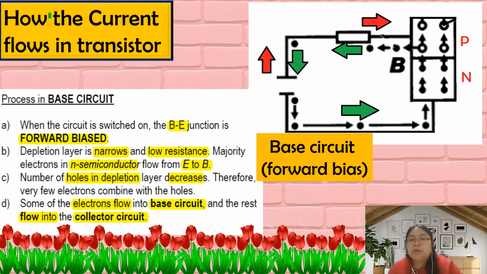Remember one more thing: when the electron starts to move, don't tell me your current stops. The current must also move, but make sure electron and current are in opposite directions. So this is how the base circuit functions. The next one we need to go to is the collector circuit.